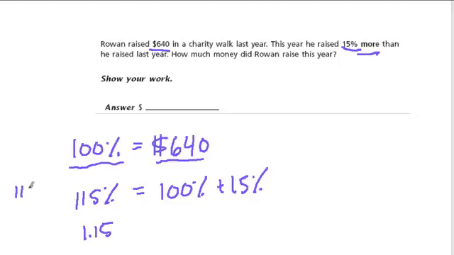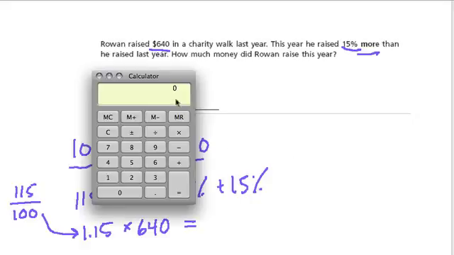Why? Because 115% is 115 out of 100. When you divide 115 by 100, you get this number, 1.15. Again, I know that because you move the decimal point 2 places to the left when you divide by 100. So if I take 1.15 and multiply it by 640, I'll find 115% of 640. Let's see what that is.